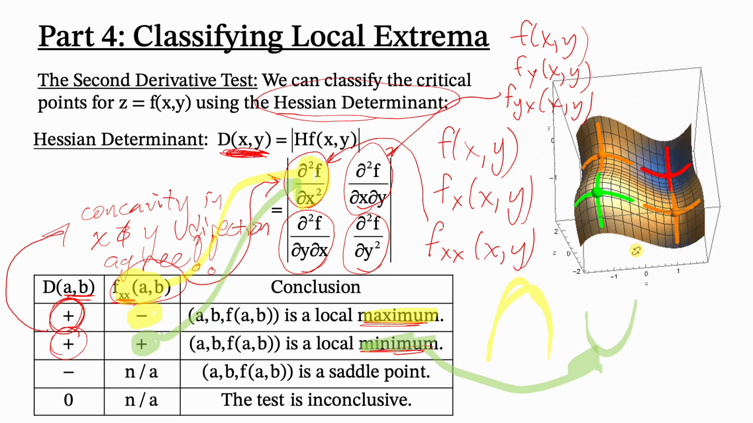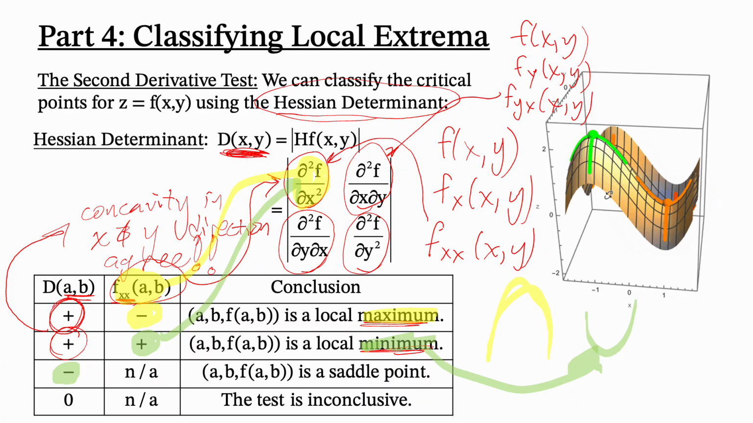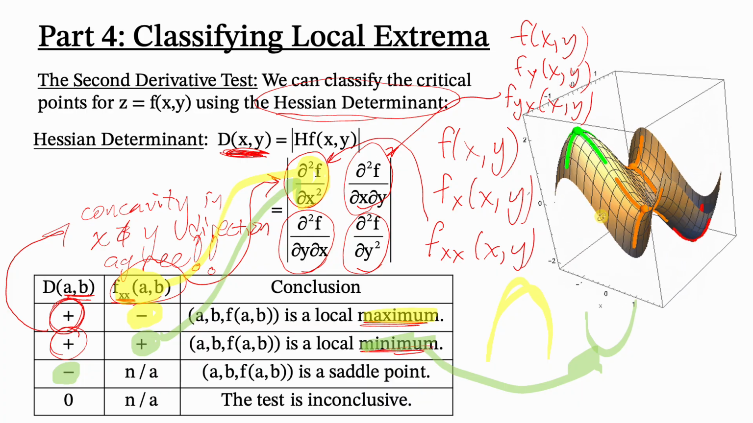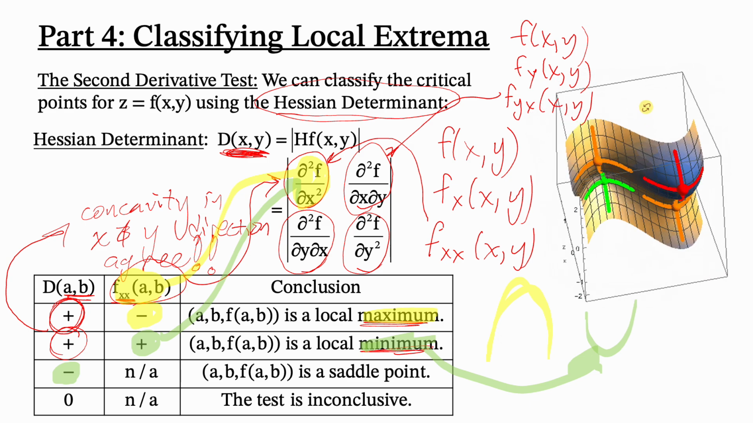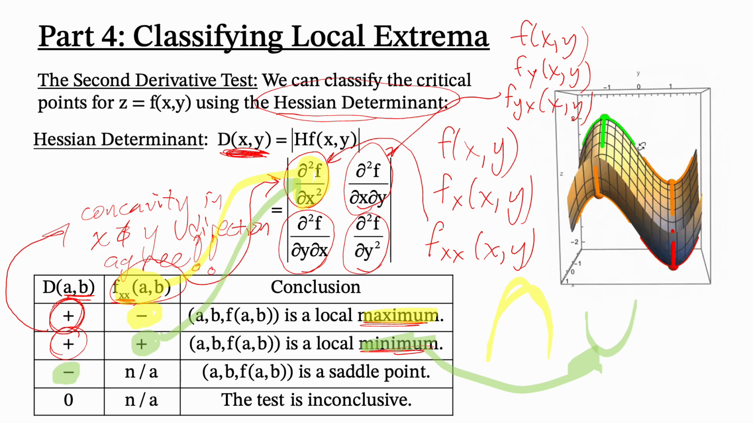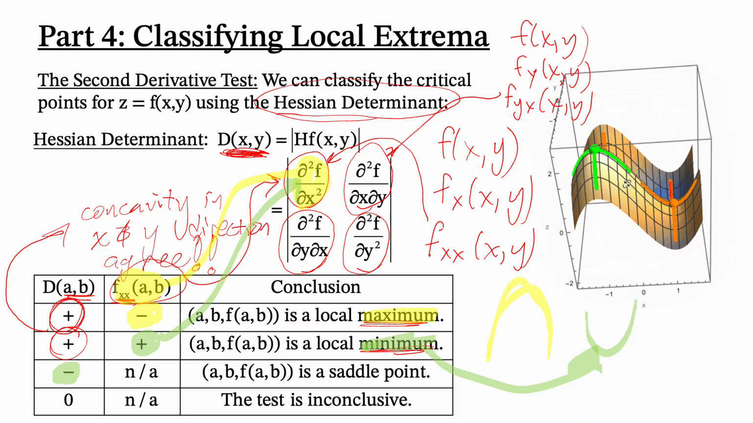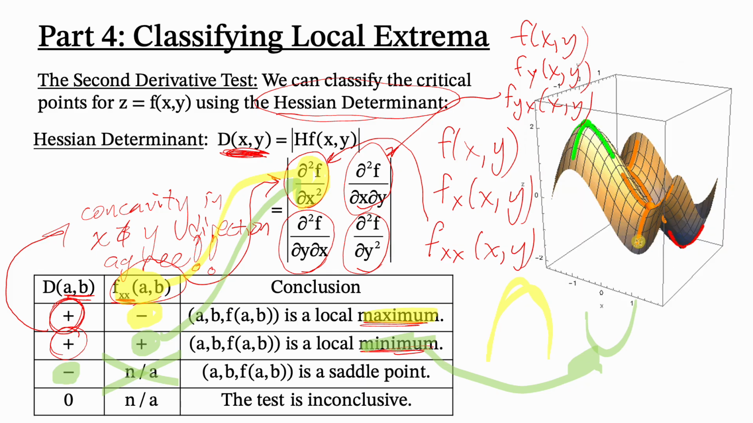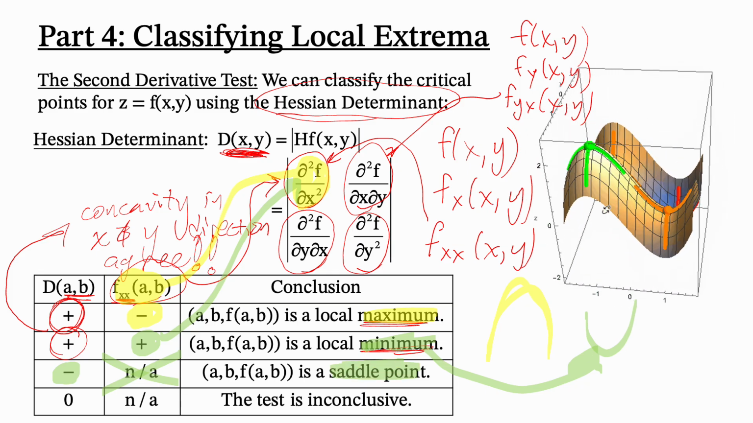And then the other thing that could happen is that your Hessian determinant evaluated at your critical point could come out negative. And if it's negative, that means we have disagreement between our concavities. The concavity in the x direction and the concavity in the y direction disagree with each other. That's what that's telling you. In that case, we don't need any more investigation. We have disagreement in our concavities. We have a saddle point.